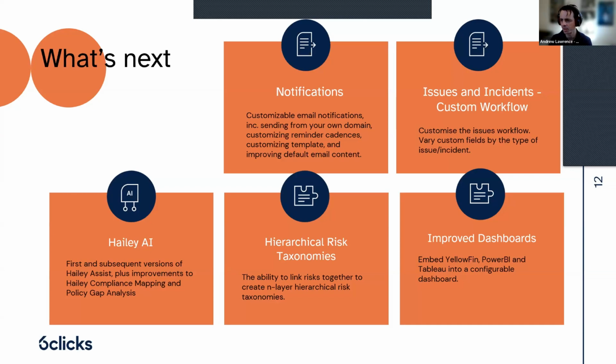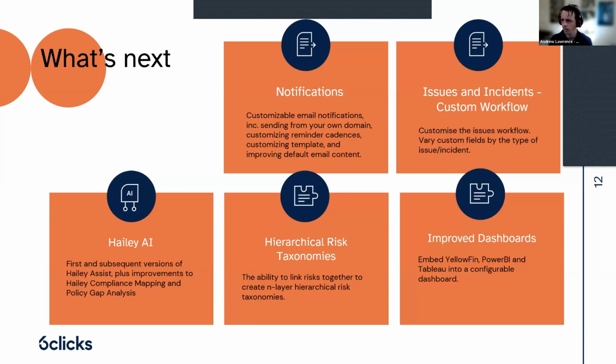and we'll be revisiting one of the original pieces of AI within 6 Clicks, which is the compliance mapping. And we'll be bringing that up to date with the latest bleeding edge AI capabilities that we now have. So we expect some good improvements there. And we'll also be looking at some more generation capabilities, for example, generating risks or issues from assessments, and also bringing more powerful search across the platform. So these are all the types of things you can expect from the Haley space.